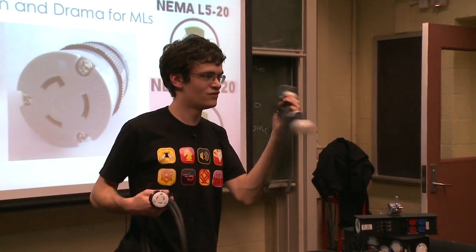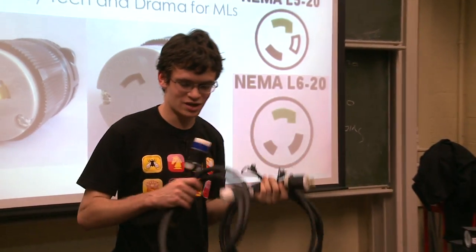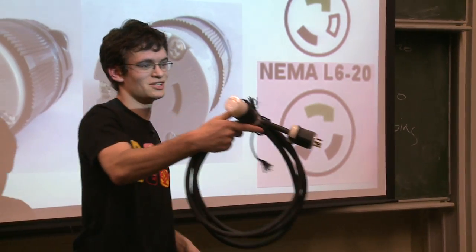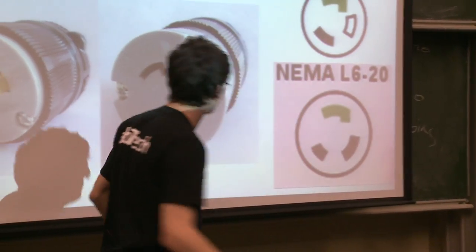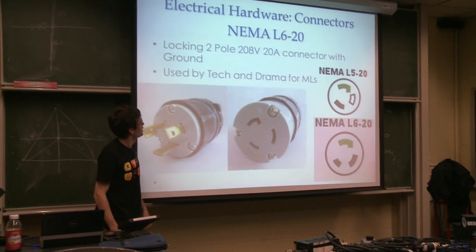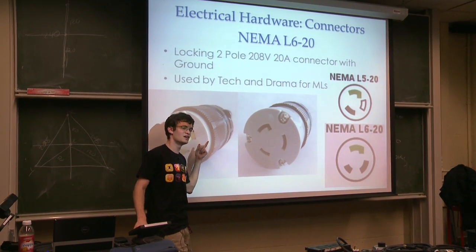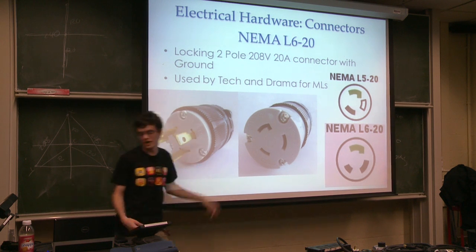Here's a 620 female, male receptacle plug. Here's just the receptacle. If you want to look at the L620 closer, it's up here. Just shout or cry or something. So this plug is usually used for tech and drama now for our moving lights and anything that wants 208 volt power.